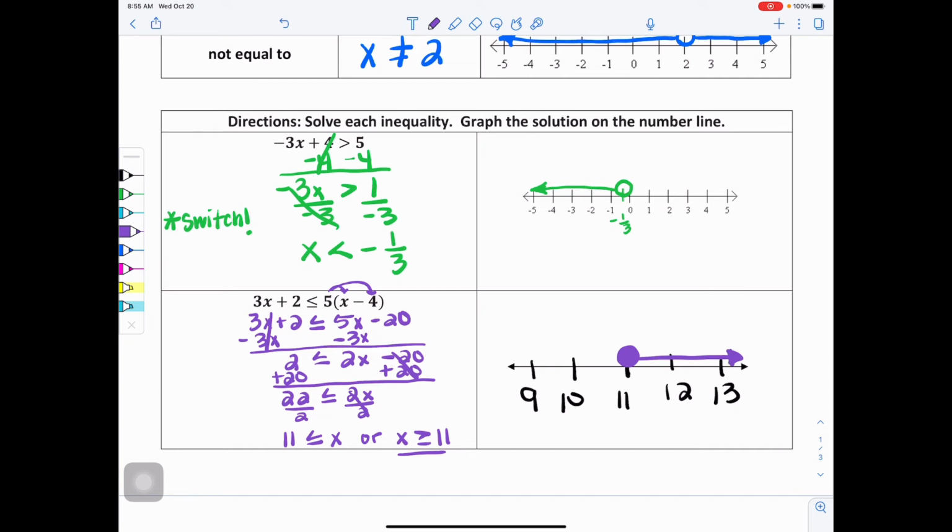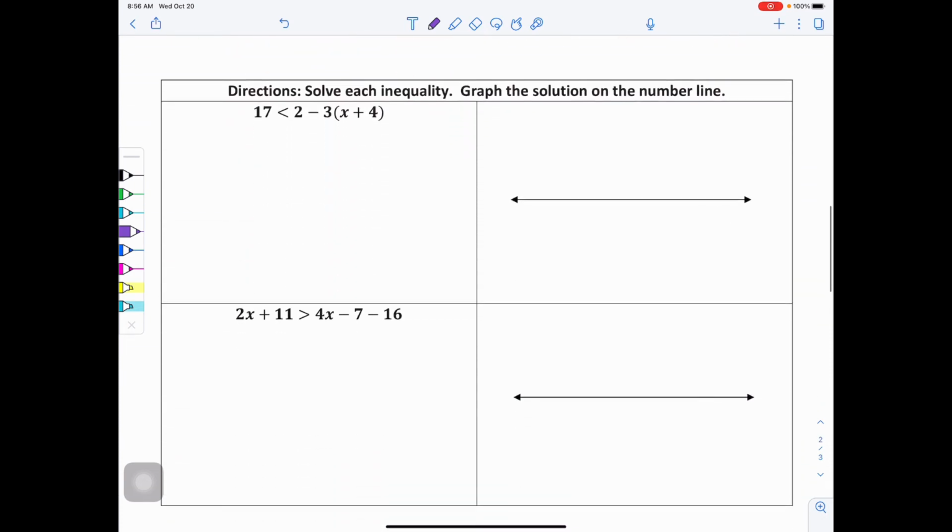If you're ever having trouble deciding where to shade, you can pick a number to the right and plug it in and check the inequality. If it works, shade that way. If it doesn't, shade the other way. Now let's move on to a couple more examples. On the next page, we have 17 is less than 2 minus 3x plus 4. So the first thing I should be doing is the distributive property.